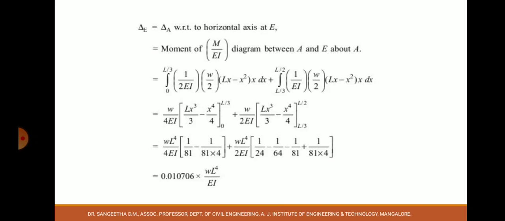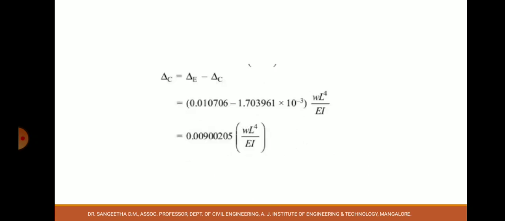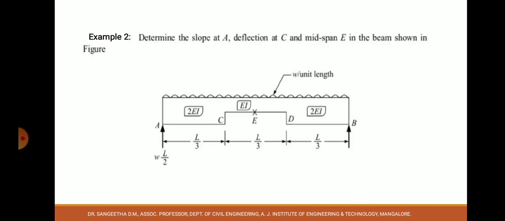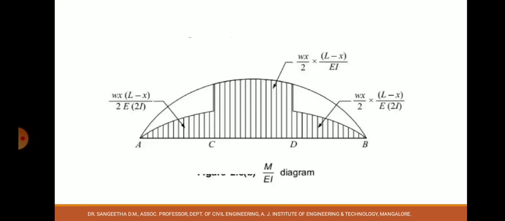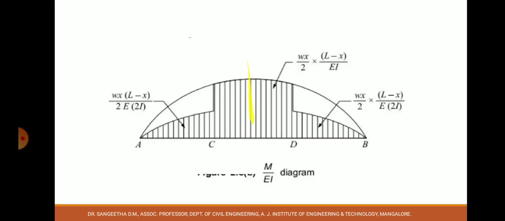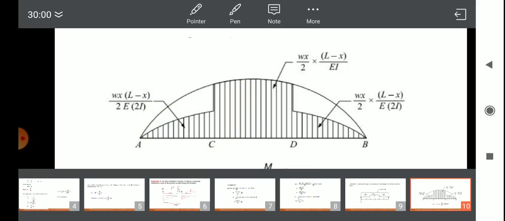Similarly, the midspan deflection. Midspan deflection is the moment of the M by EI diagram, that is, delta A with respect to the horizontal axis at E. Here, this is point A, this is point E. So I want the deflection from A to E. In that, I'll take the moment of the M by EI diagram between A and E about A. I am taking this half portion and taking moment about A.